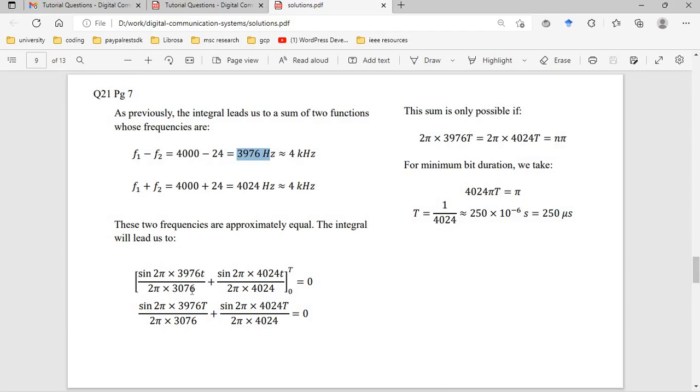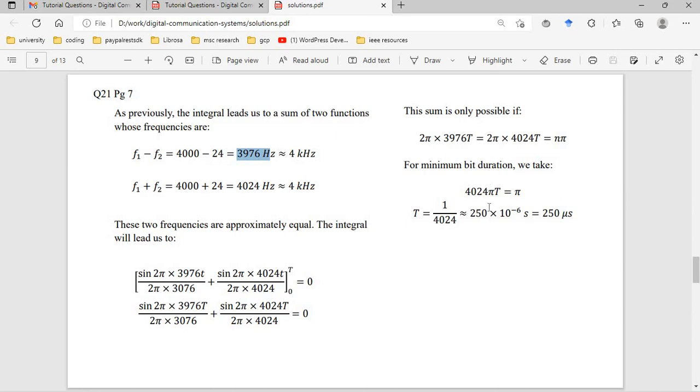So we perform that integral, and that leads us to this equation, which we can evaluate to sine of 2 pi times 3976T over that, plus sine of 2 pi times 4024T over 2 pi, and we know the drill. This sum equals 0 only if both 2 pi times 3976T and 2 pi times 4024T are equal to n pi, integer multiples of pi, so that the sum disappears, because sine of n pi equals 0.